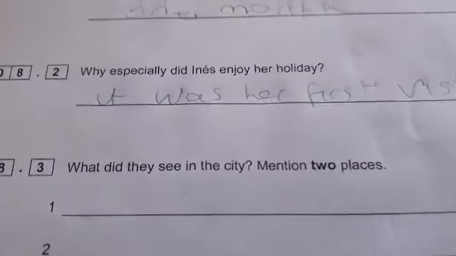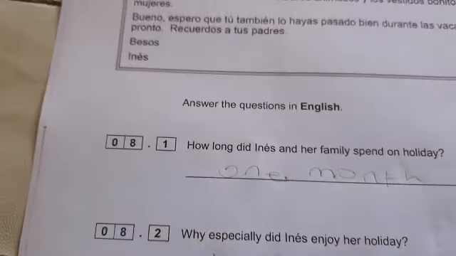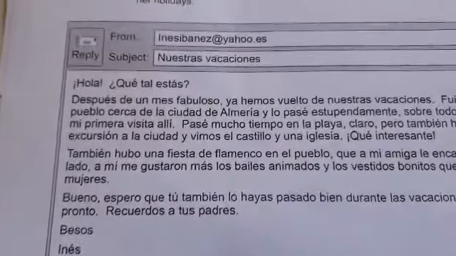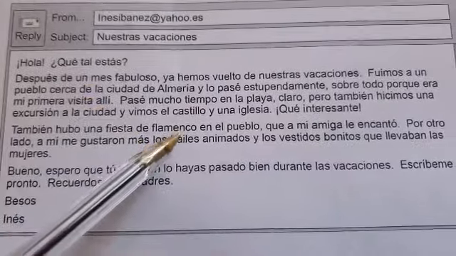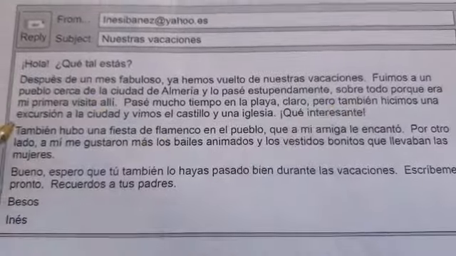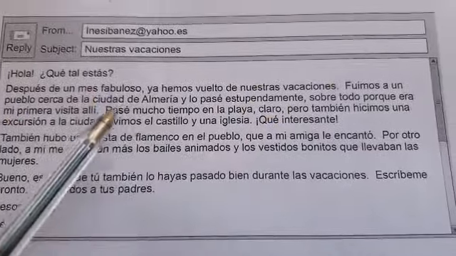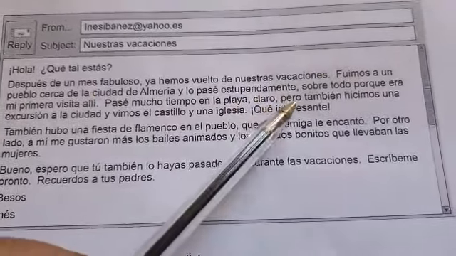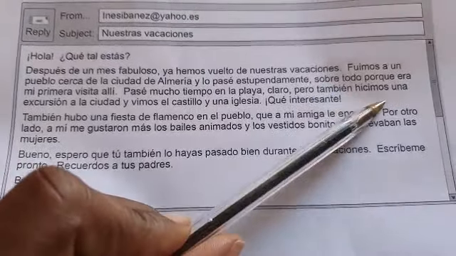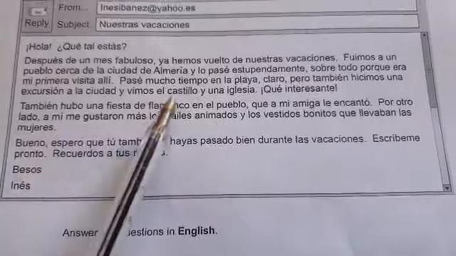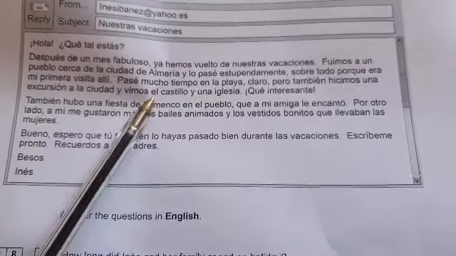Okay, what did they see in this city? And you have to mention 2 things. So what did she see? You have to look for visita or ver. What did you see? Pasé mucho tiempo en la playa. Hicimos una excursión. So I spent a lot of time on the beach, of course, but also we took a trip or an excursion to the city, and we saw, vimos, we saw.